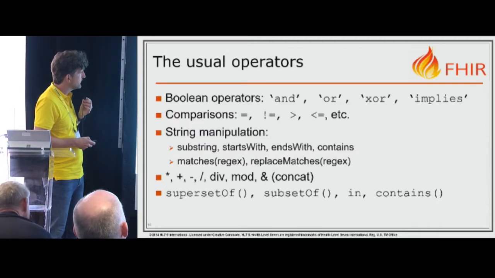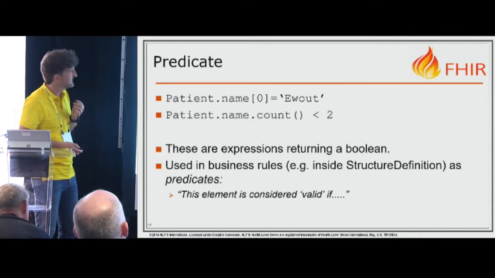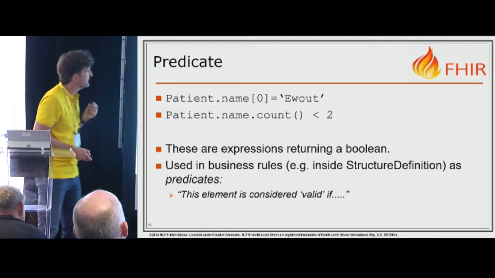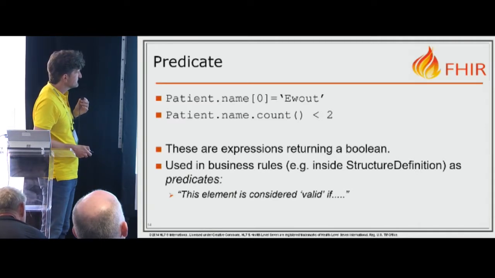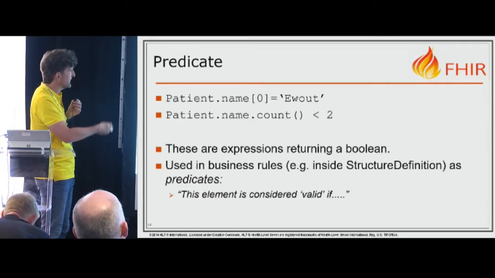Patient name 0 dot given, but that was okay. Yeah, you're right. That comparison will work. No, we have no comparisons for complex types, except now maybe for quantities in the new FHIR spec. Okay.